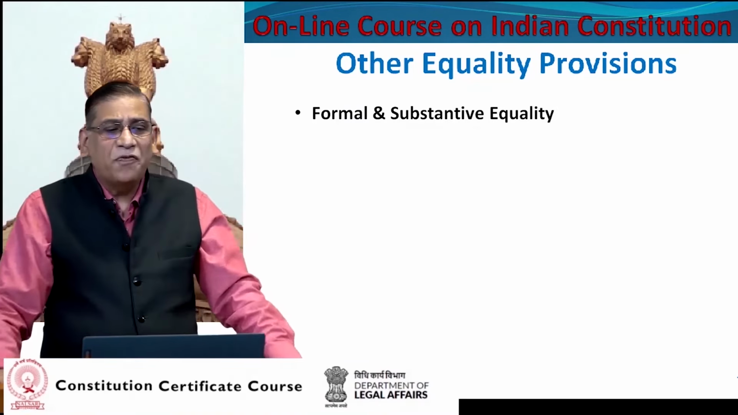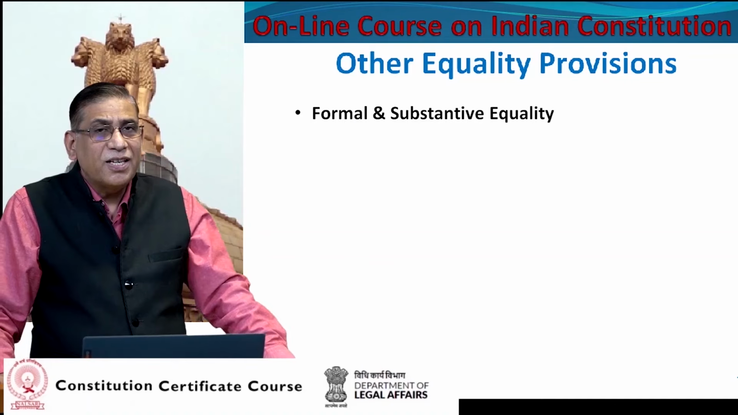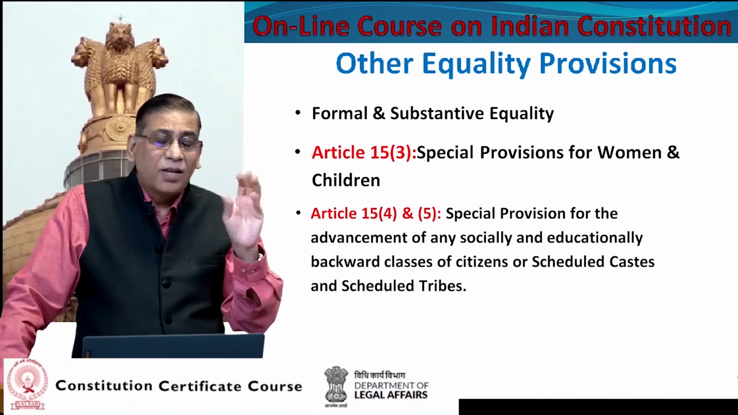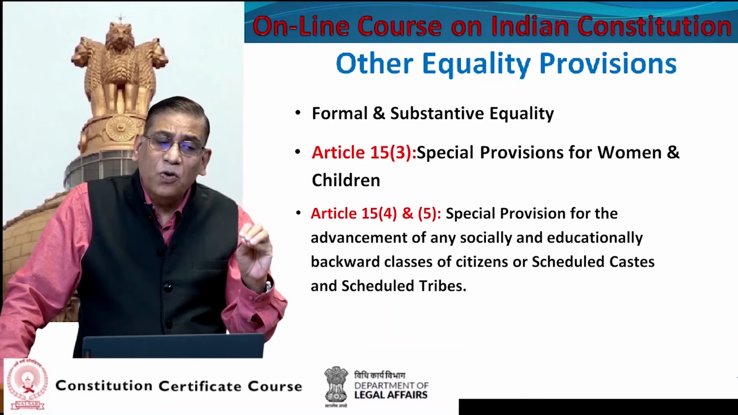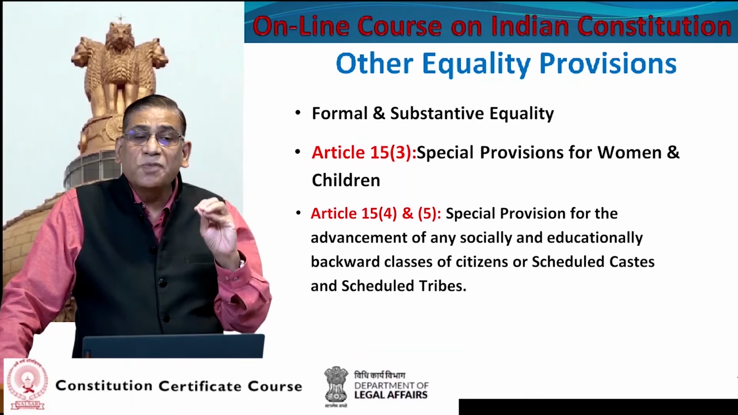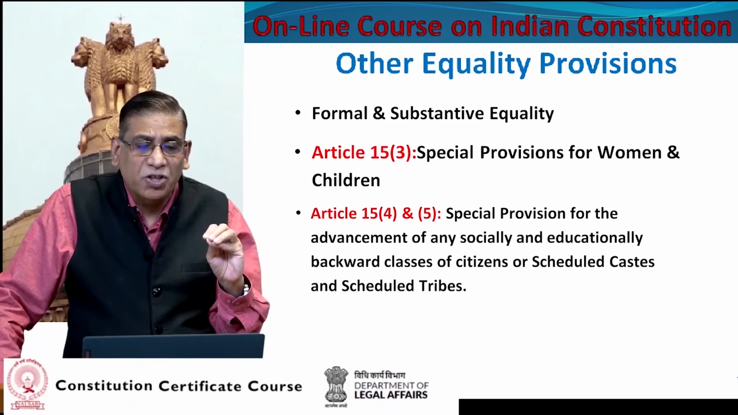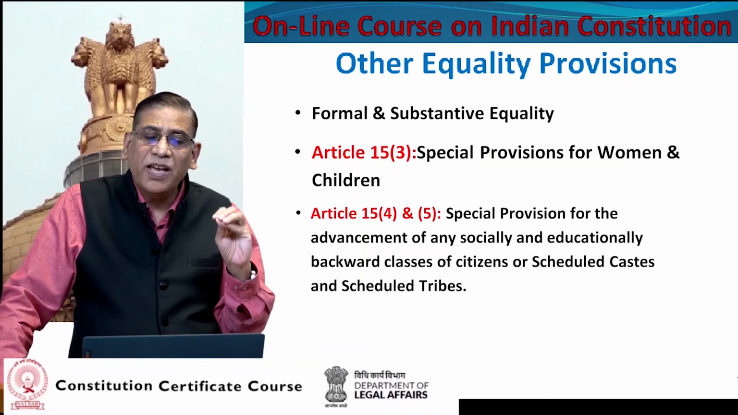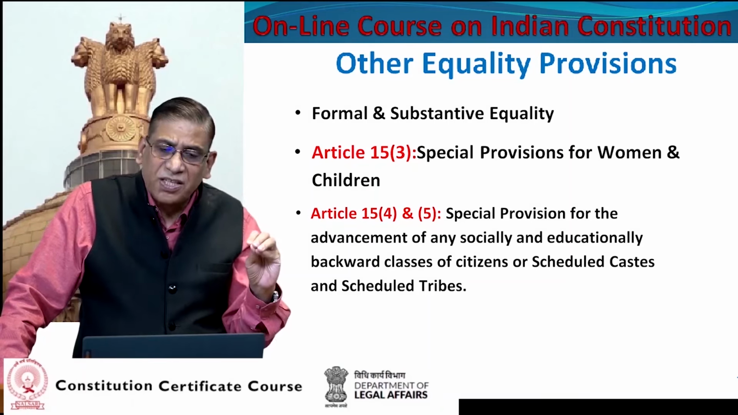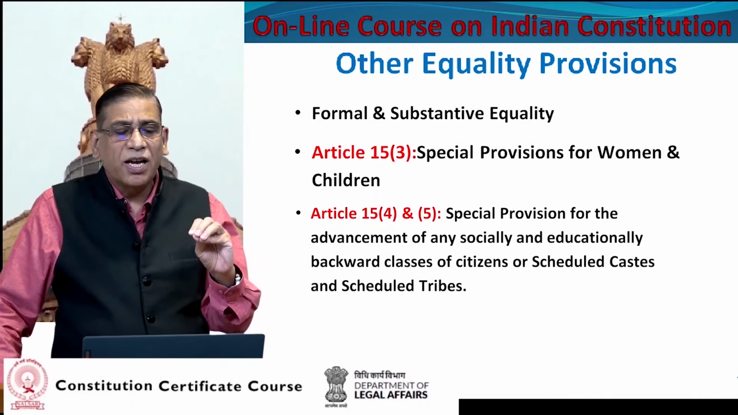And therefore, Article 15, Clause 3 says that state can make special provision for women and children. And then in Article 15, Clause 4 and Article 15, Clause 5, state is permitted to make special provision for the advancement of any socially and educationally backward classes of citizens or scheduled caste and scheduled tribe.